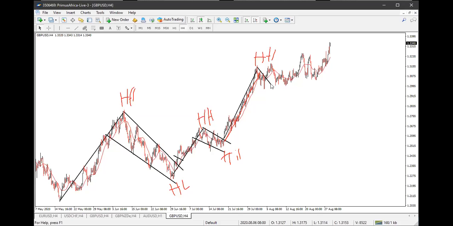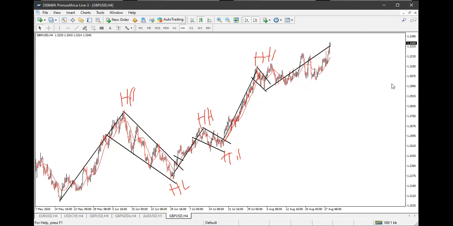Falling wedge. This time around, it's a small falling wedge. But that's it, guys. You can see the breakout of the wedge. Right now, the market is giving us another high.